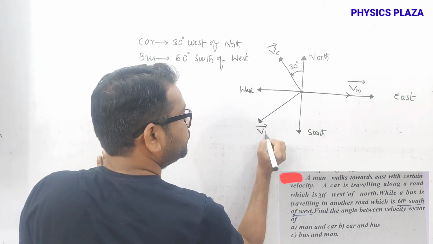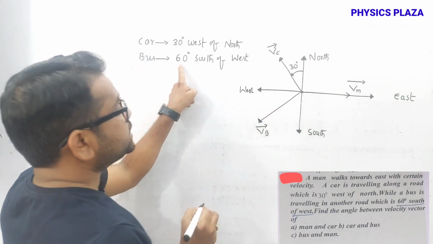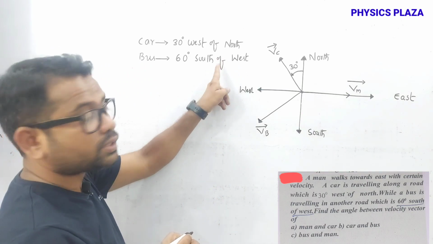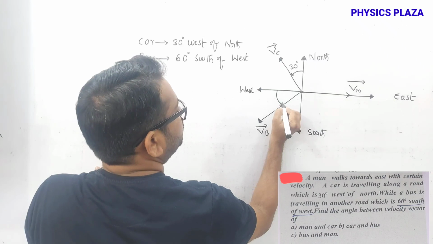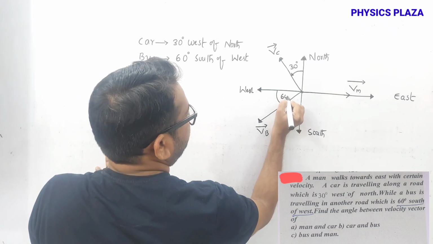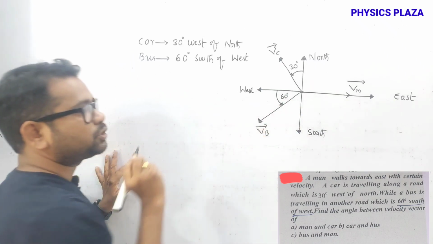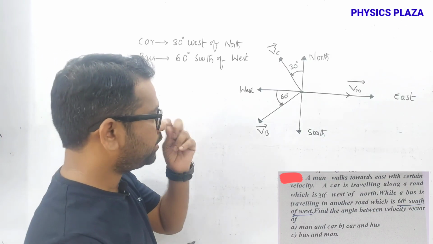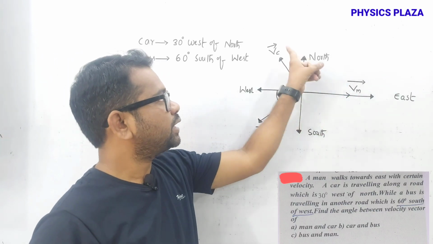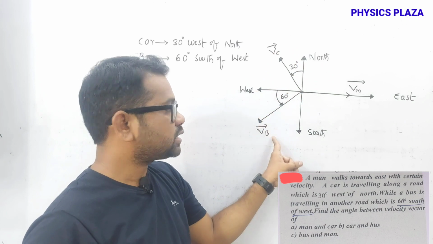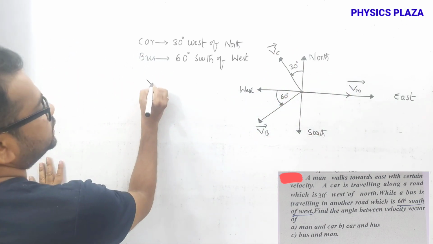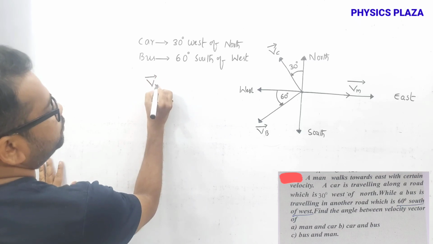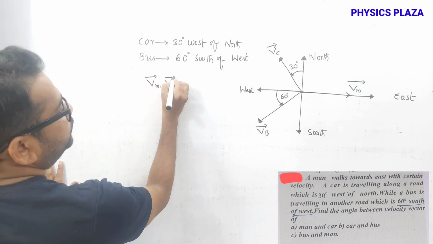So this is the direction of the road along which the bus is going. Let us say this is the velocity of the bus. So it's 60 degrees south of west. South of west means from west towards south. It is 60 degrees. Now they are asking us to find the angle between velocity of man and velocity of car, velocity of car and velocity of bus, velocity of bus and velocity of man.